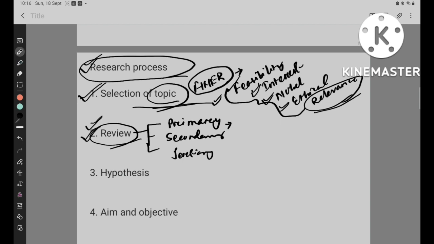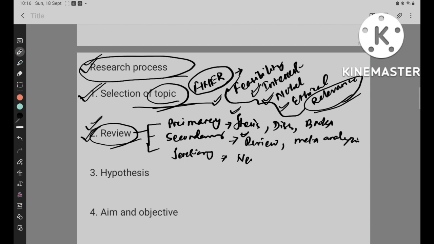The primary sources include studies that have already been completed, like thesis work or dissertation work, or books published on that topic. These are under the primary sources. Whereas the secondary sources include review articles or meta-analysis studies. These are all the secondary sources. Whereas the tertiary sources are those published in a newspaper, encyclopedia, or dictionary, etc. These are all the tertiary kinds of sources that need to be reviewed under the topic.